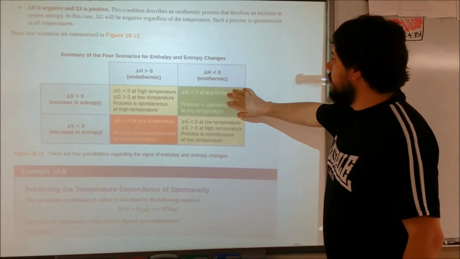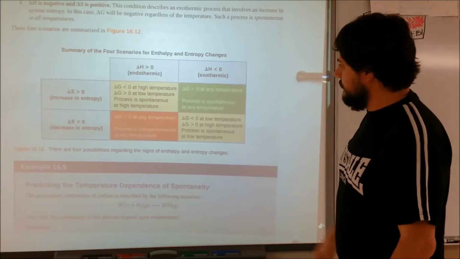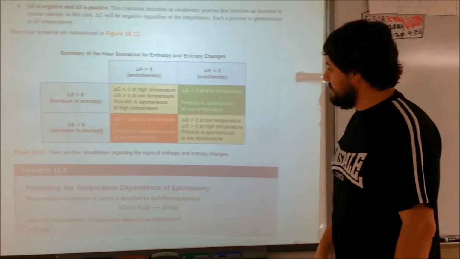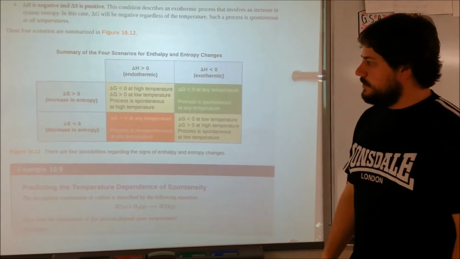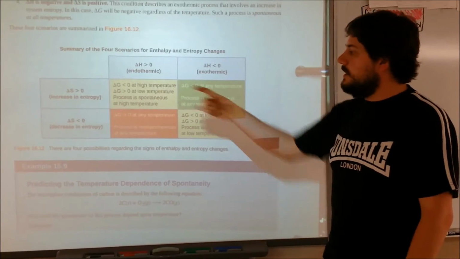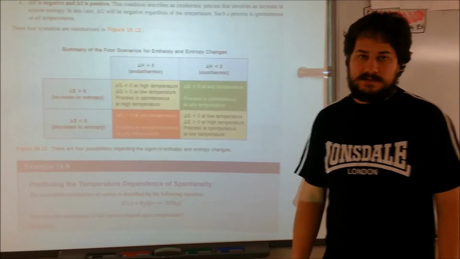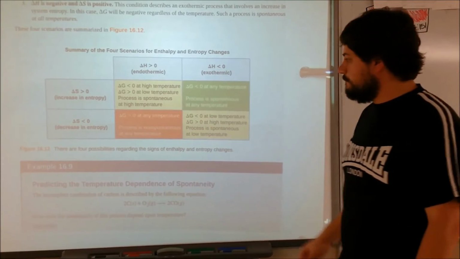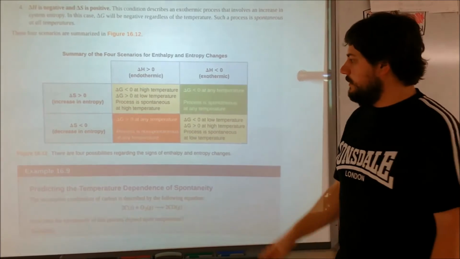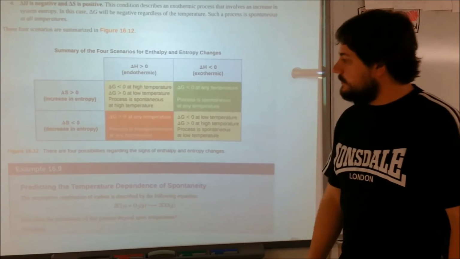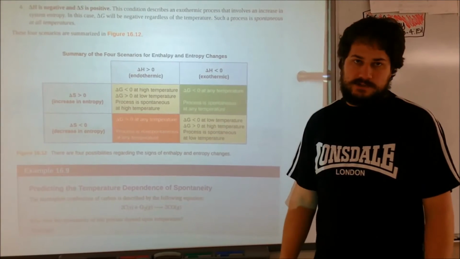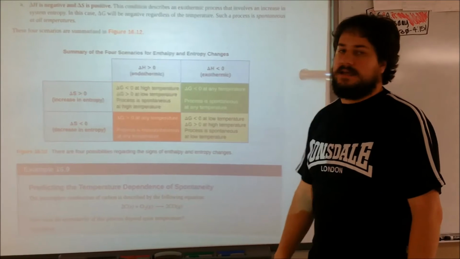For this one, it's exothermic and you're increasing the entropy. Delta G is less than 0 at any temperature. The process is spontaneous at any temperature. So if it's exothermic, which means it's releasing energy, and you have a high amount of energy in the system, it's just going to happen. For this one, if you have an endothermic reaction where you are decreasing entropy, the delta G is greater than 0 at any temperature, therefore the process is non-spontaneous at any temperature. So this is not going to happen at any temperature.